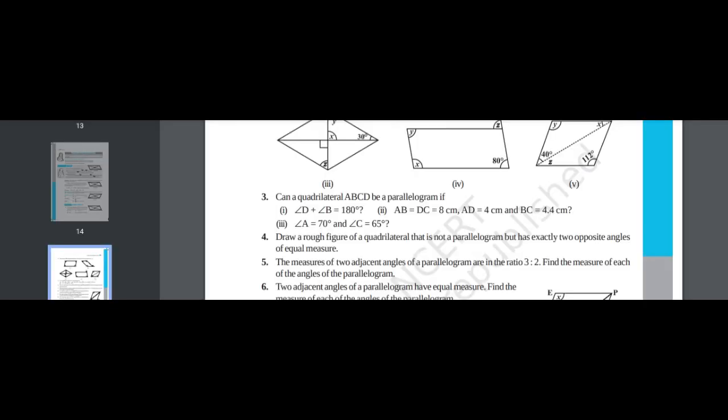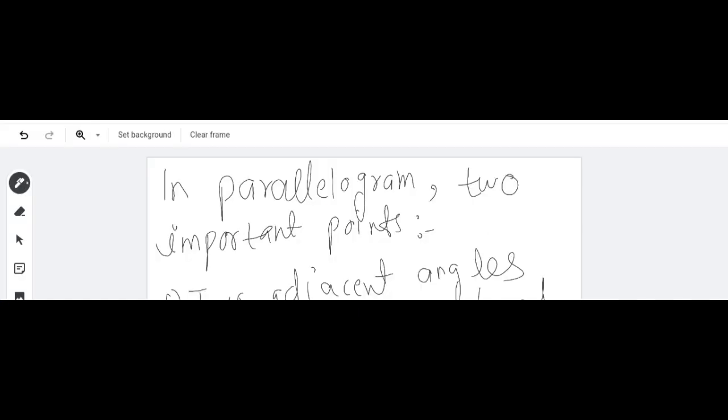These are the two points which show what a parallelogram is. Now we have to start the solution of question number 5, which says: if the sum of adjacent angles. Can you just write with me? Sum of adjacent angles.